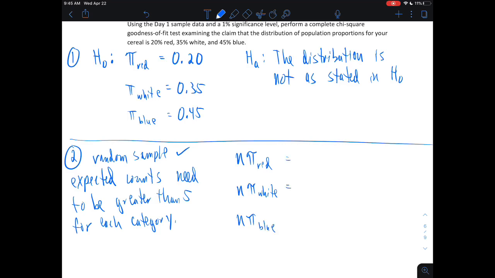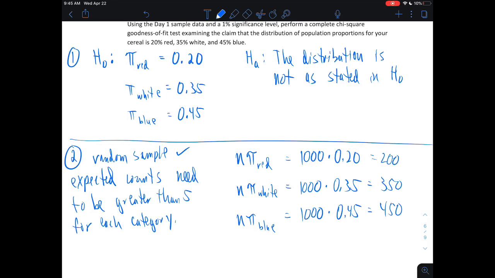So this means we take our sample size, 1,000, and multiply it by 0.20, the proportion for red, and that gives us 200. And then we also take 1,000, our sample size, multiply it by the proportion for white, which is 0.35. That gives us 350. And then for blue, 1,000 times 0.45, and that gives us 450. So these are all greater than 5, so we've met our conditions.